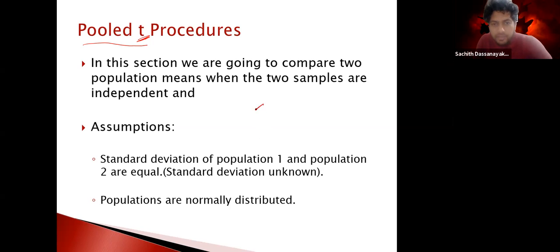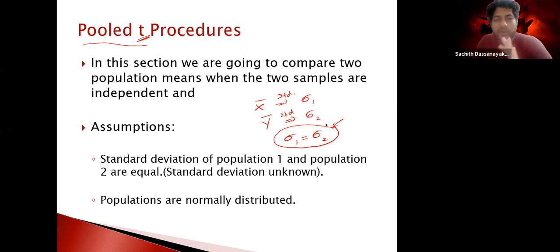For example, x bar has a standard deviation, let's say sigma 1. For the second sample y bar, its standard deviation is sigma 2. In this case, we assume that sigma 1 equals sigma 2. But again, we don't know these values. Although we don't know them, we assume they are equal.